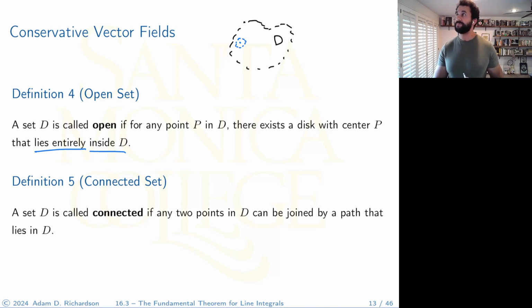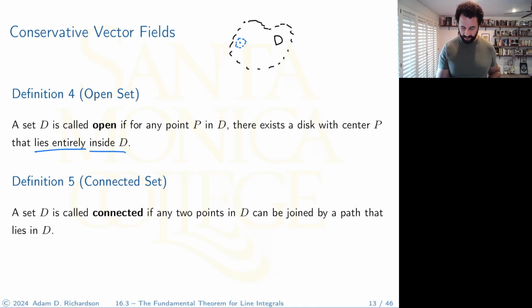So for example, a set that even includes one of its boundary points cannot be considered open, because if you put your center at that boundary point and you draw a disk around it, the disk will reach inside and outside the set. Open sets are very special. They're basically unions of a bunch of open disks. That's the idea.